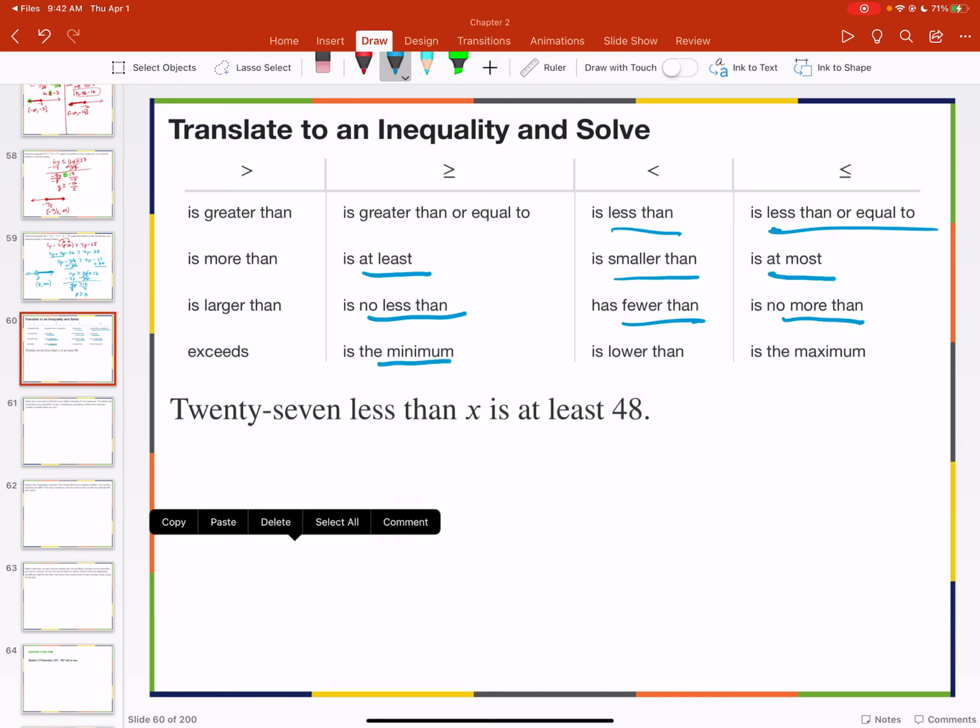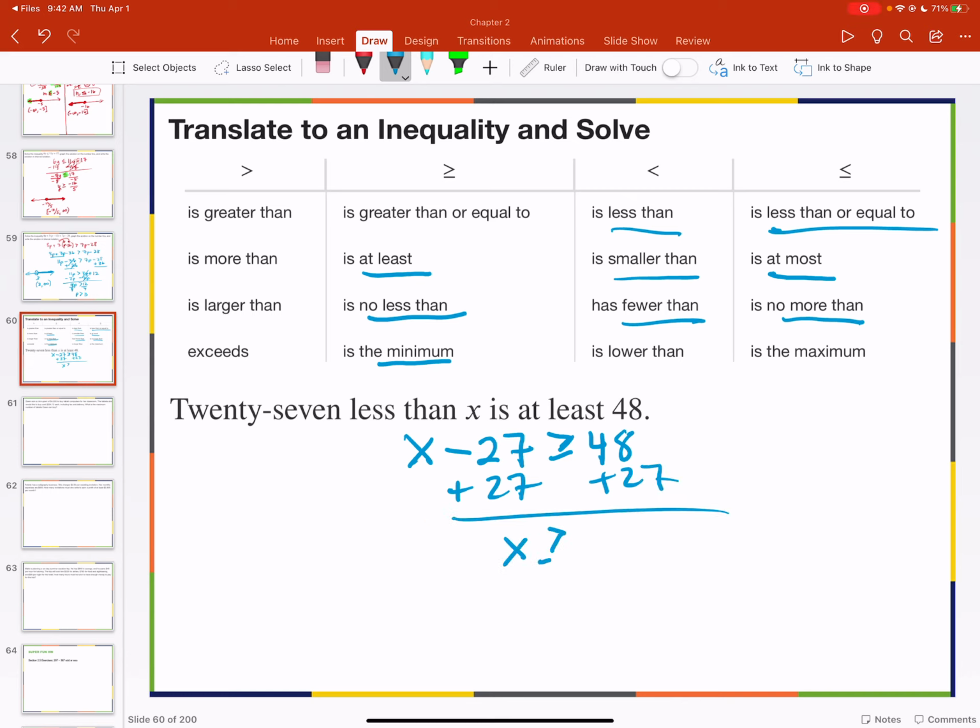Okay. So let's say here, 27 less than x is at least 48. So 27 less than x is at least is going to be greater than or equal to 48. Okay. So then solving that, we would get x greater than or equal to 75, and graphing, we have 75, we include it, and then to the right, so then interval notation, 75 bracket, comma, to infinity. Okay. All right, let's do a couple of problems here.